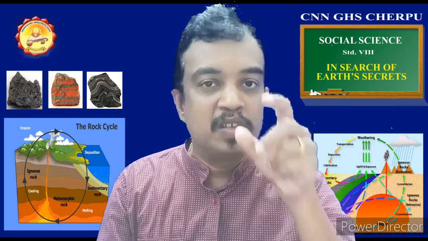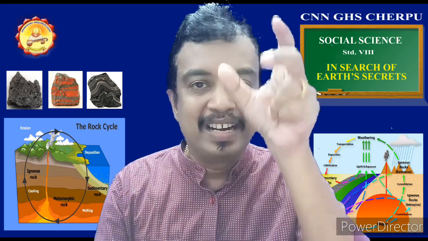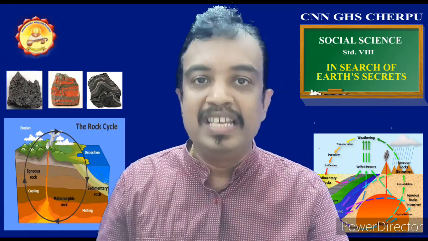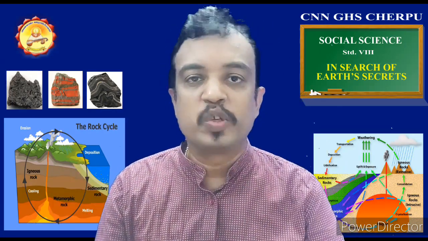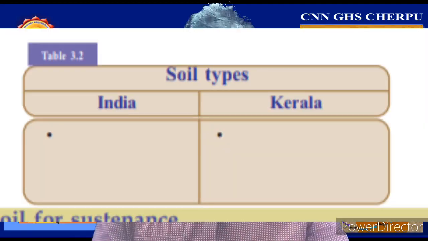We had studied about different types of soil that are seen in India and in Kerala. A chart, a table, is given there in our textbook to fill. What are the different types of soil that are found all over India, and what are the types of soils found in Kerala? Can you fill that table? Please try for it.